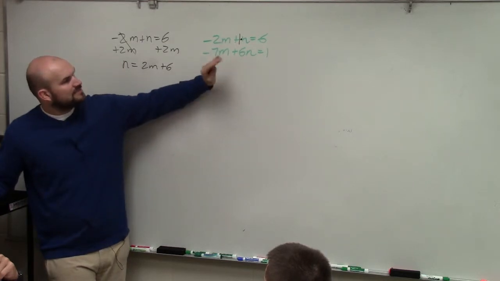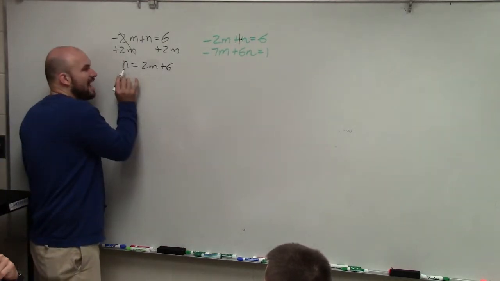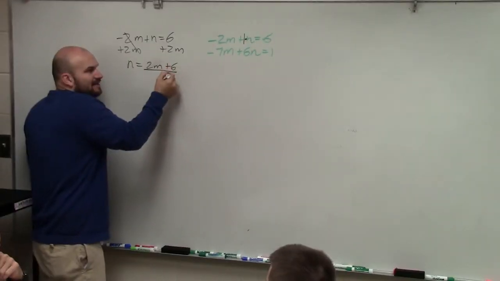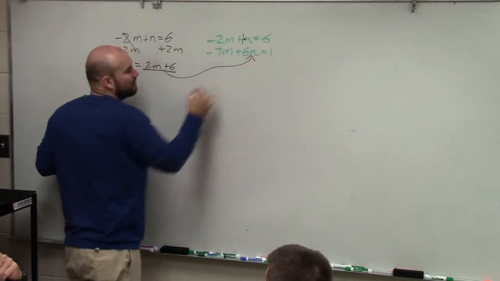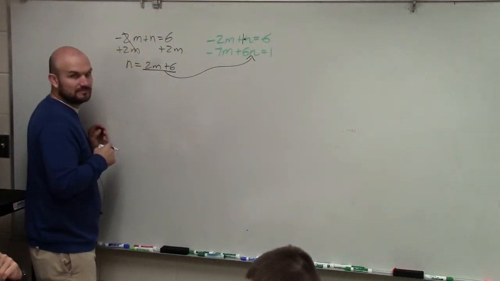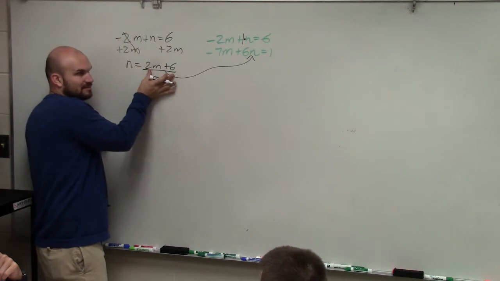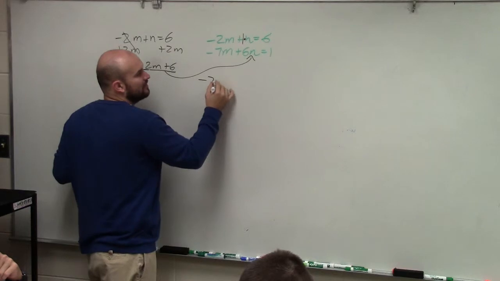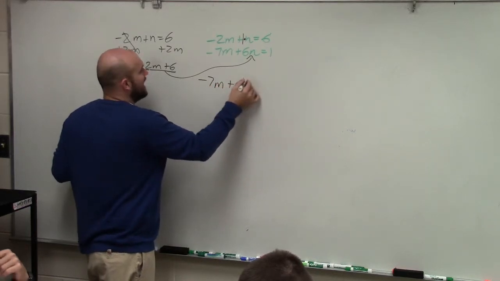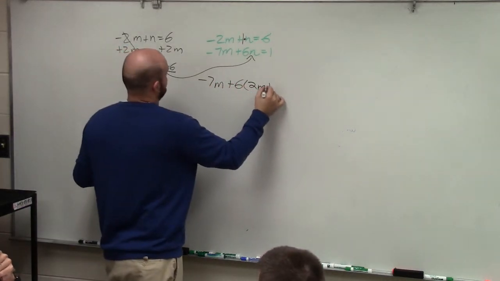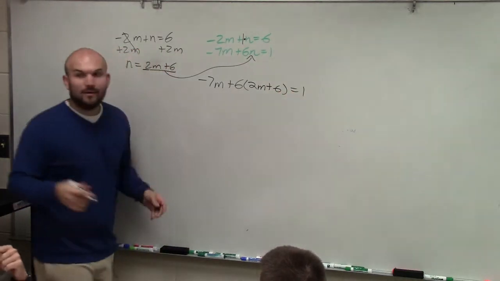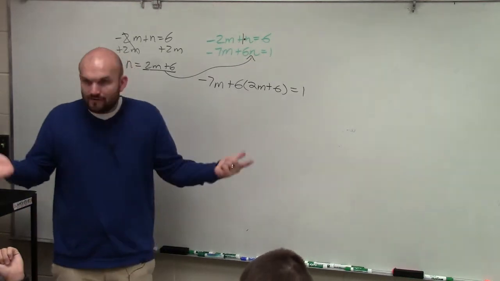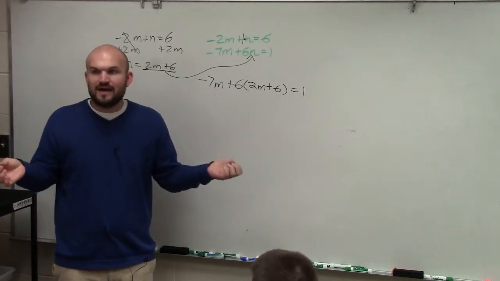OK. So now what we're going to do is we're going to say n equals 2m plus 6. So I'm going to take the value of n and plug it in for that n in the other equation. N equals this. The reason why I do that is now I have produced an equation that only has the variable m. And we can solve equations for that to get the value of m.